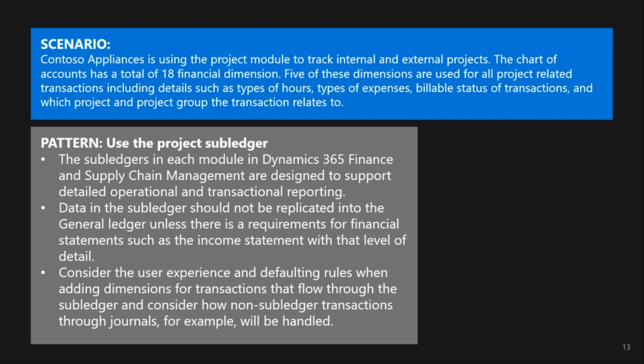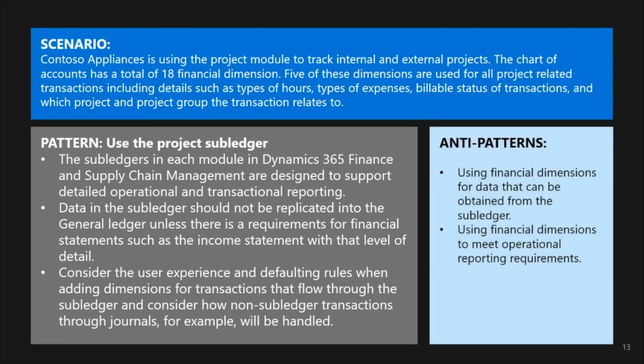And I've said it before and I'll say it again, right? The general rule, the question that I always try to ask is, do you need to print an income statement by this value? If the answer is yes, then chances are it should be a financial dimension. If the answer is no, and it's some other weird kind of report that you've never heard of before, and it's not like a standard financial statement, then maybe reconsider. So, don't use financial dimensions for data that you can get from the subledger. And don't use your financial dimensions to meet those operational reporting requirements.